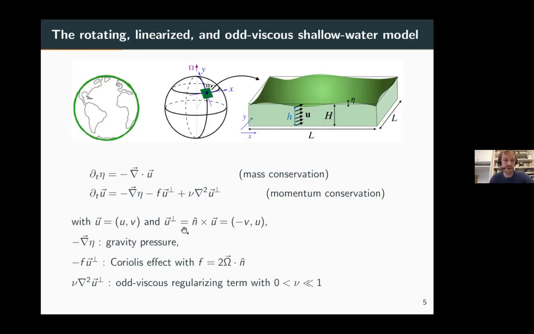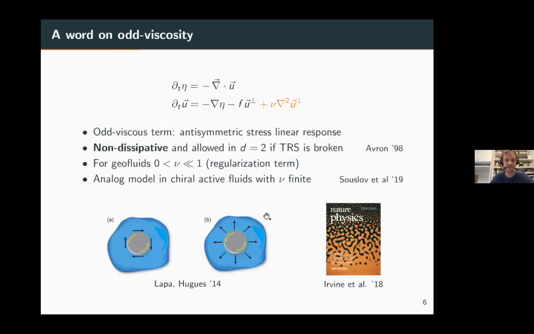Then we have this strange term, which is called odd viscosity, which also acts on this u perp. And we will see its importance later. Let's think about this term as some very small term that is only here for regularization purposes. So we add it for mathematical reasons, but we are not claiming to see it in the ocean. And we'll see why it's important. So let me say a bit more about this odd viscous term before moving on.